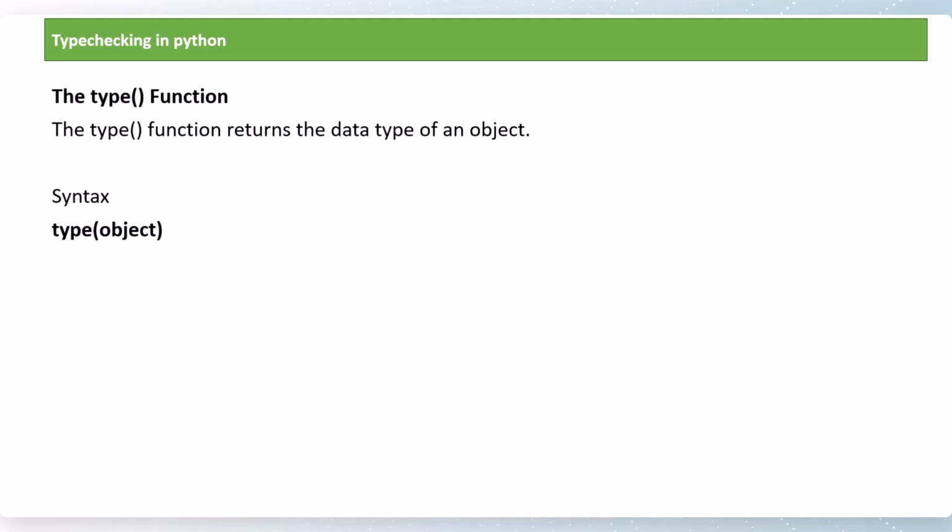The syntax of the type function is something like this. You can use type of object. You can directly pass the object to the type function. It is going to return the data type of the object, so it tells you what type of object it is, whether it is a string, an integer, float, complex, boolean, etc.